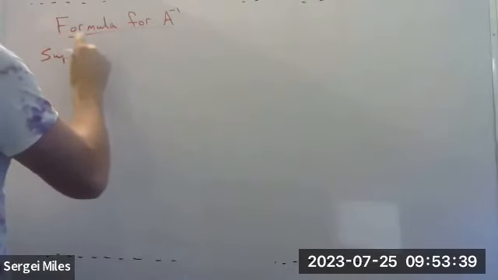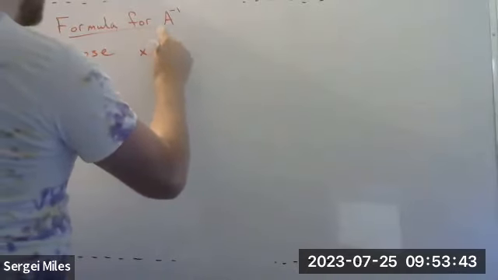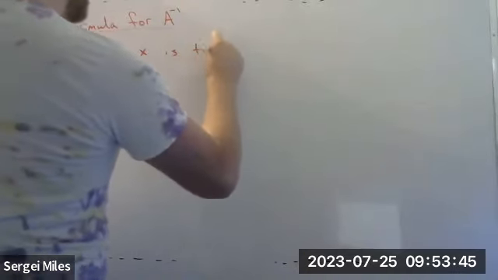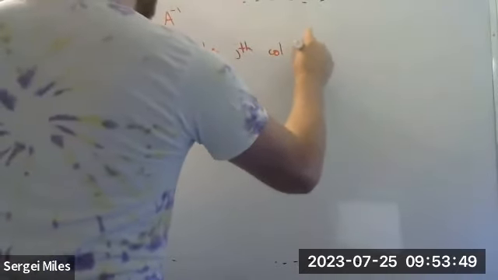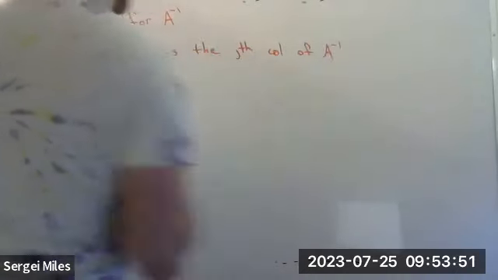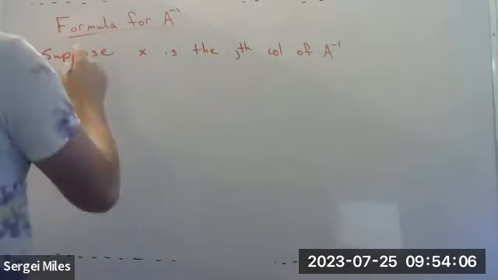suppose that x is the jth column of A inverse, right? Do I know what that jth column is? No. I'm just saying, let's say x is the jth column. Maybe we can solve for the missing jth column. Maybe I can solve for each column of A inverse. So, okay, what does this give us?